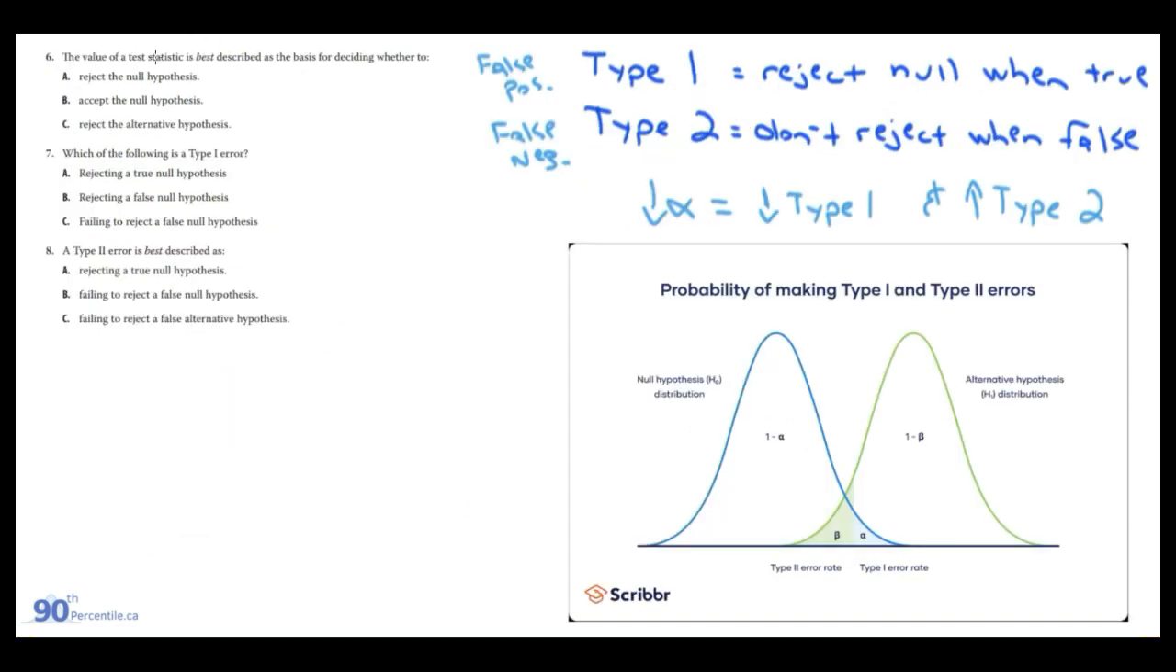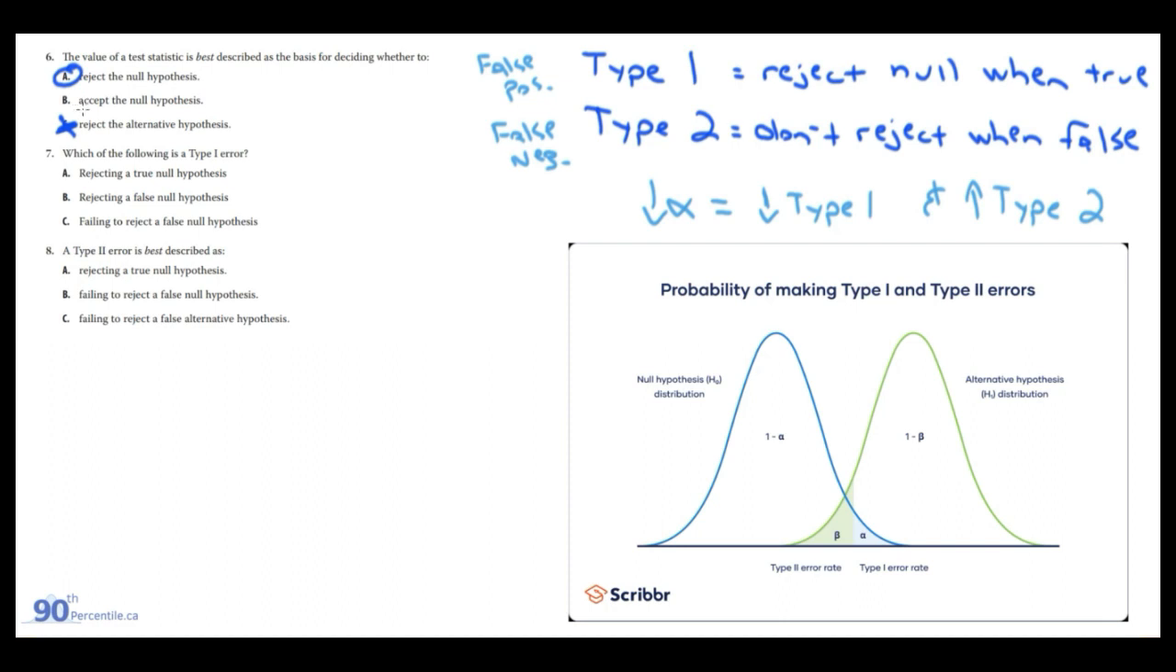Three questions that we can hammer off here at the same time. 6, the value of a test statistic is best described as the basis for deciding whether to reject the null, accept the null, or reject the alternative. So we never reject the alternative. That's not the focus of the hypothesis test. It's always on rejecting the null.